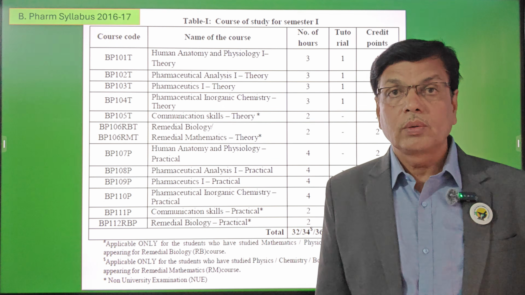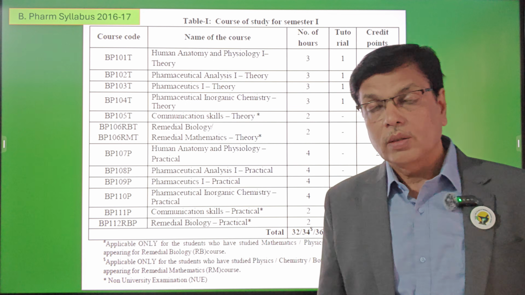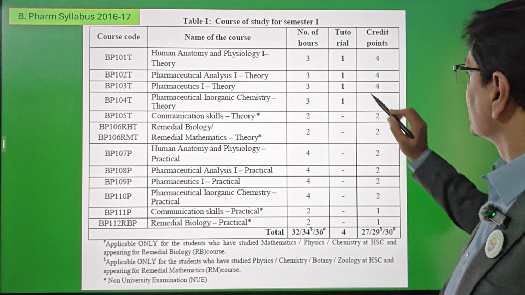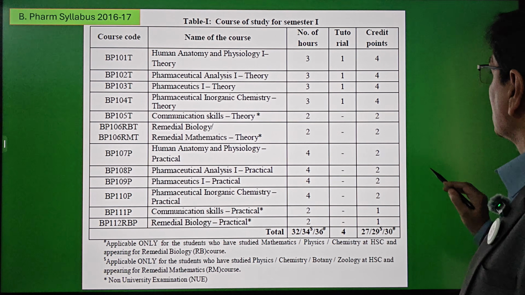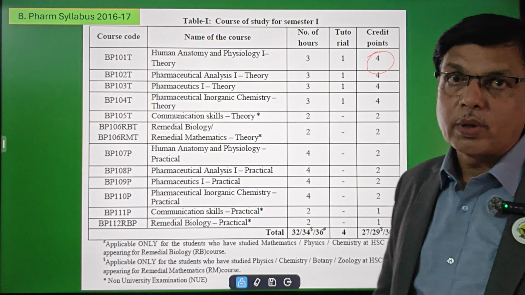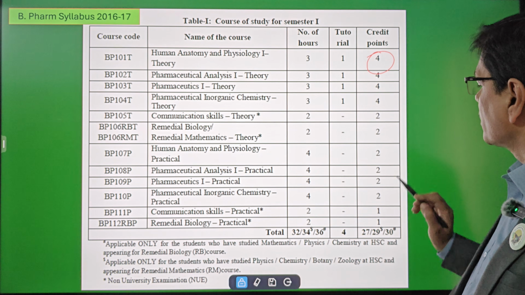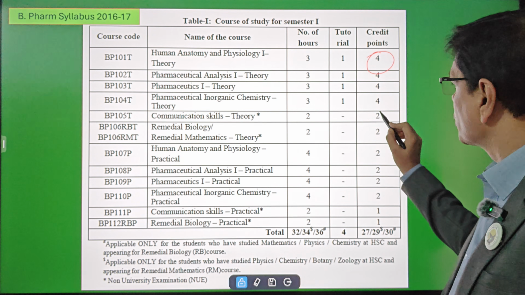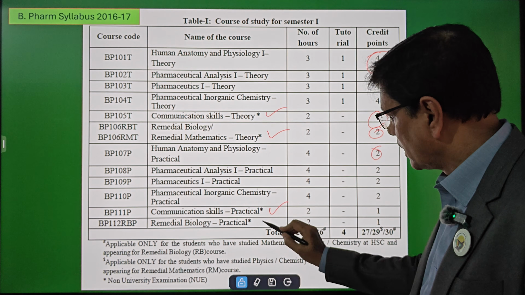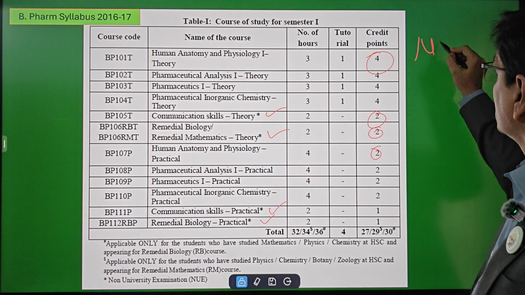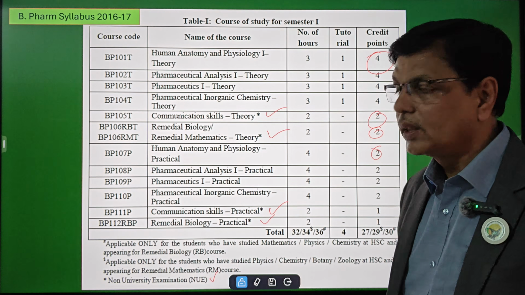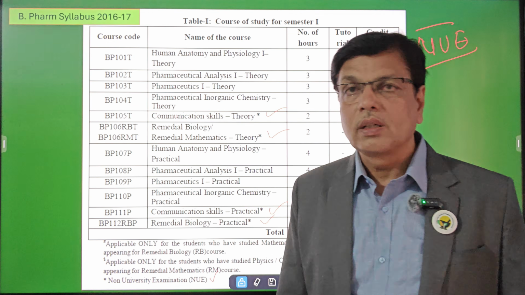The major difference between the 2016-17 courses and the 2026-27 courses is credit points. Look at the credit points. We used to have for each course 4 credit points maximum and 2 credits minimum. These 2 credit point courses were non-university examination courses, NUE, that means non-university examination courses.